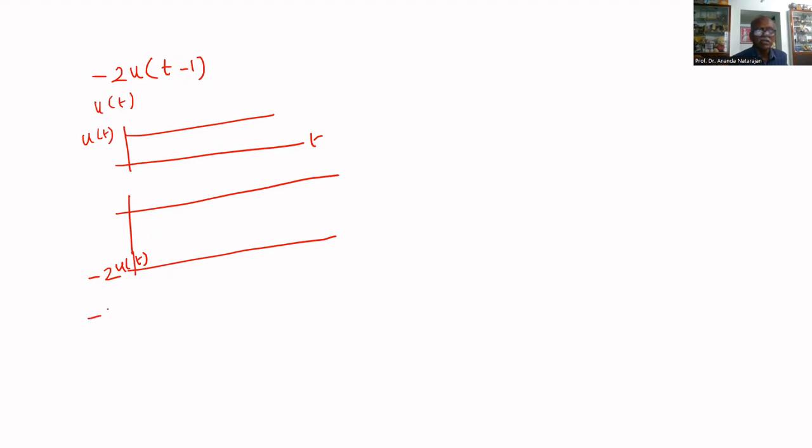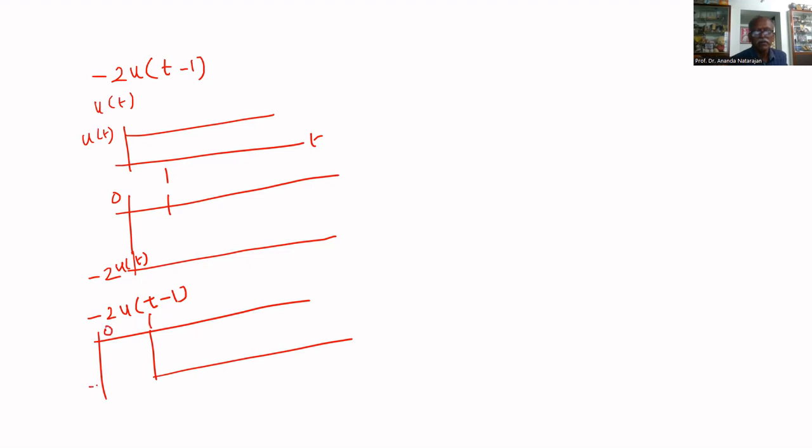What is minus 2u of t minus 1? Delay by 1 second. Here it starts at 0, but it will start at 1 instead of 0. This is 0, it starts at 1. Magnitude here is minus 2. That is, this signal is minus 2u of t minus 1. Now let us see one more sum.